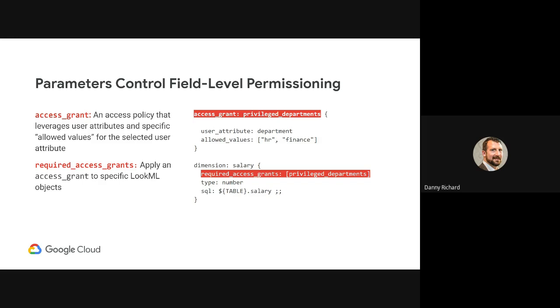That's the second step, taking the dimension, measure, join, view, or explore that you only want certain people to be able to use and inputting the required access grants parameter with the name of the access grant. In this example, the salary dimension is sensitive information that requires a user to be either an HR or finance department to see and query it.